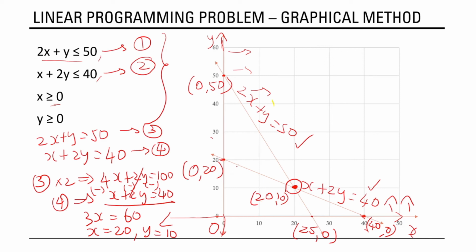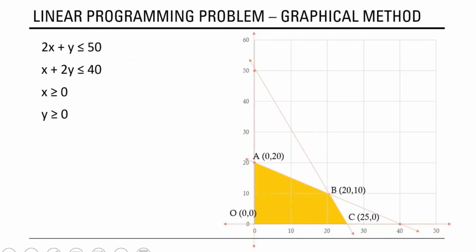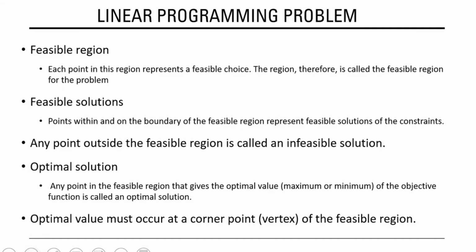So this is the feasible region, or the region where all these constraints are satisfied. The shaded part is the feasible region. Now what is our objective? Our objective is to find the optimal value of z. How to find the optimal value of z is the next step. So we will see the meaning of feasible region, feasible solution, optimal solution, etc.